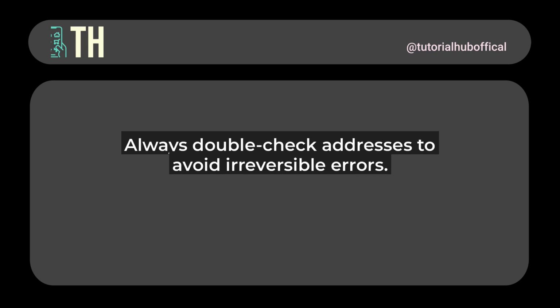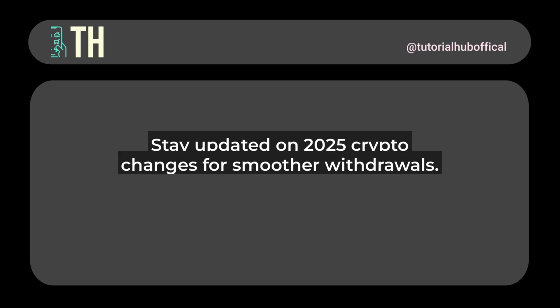Pro tip: always use the same network, like Ethereum or Polygon, for both platforms to ensure compatibility. And there you have it. You've successfully withdrawn MATIC from Coinbase to Crypto.com. This process keeps your assets moving smoothly in the fast-paced world of crypto.